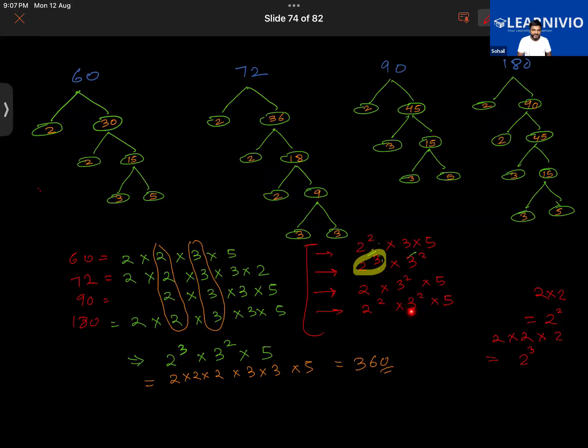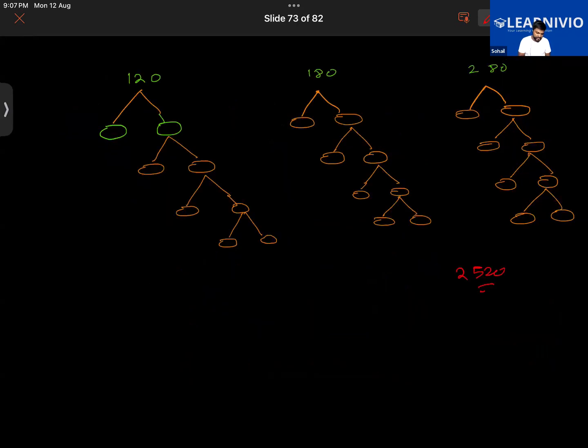Okay, now, how many 3 squares are there? 1, 2, and 3. But you don't have to take all of them. You have to just take one of them. So we have just taken one 3 square, because they are the same, right? And why can't we take this 3? Because it is smaller, it is lesser. And for 5, all of them have the same power, so just take one of them. That's how it has been done.